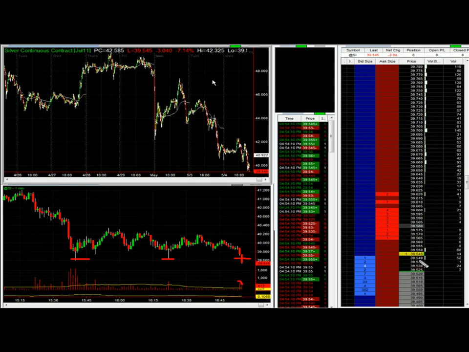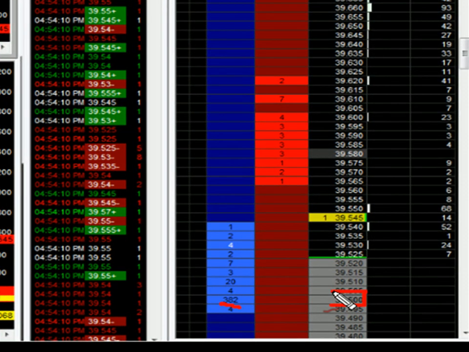Volume's picked up. Now silver's a very thin market. You can see here ones, twos, threes, fours, etc. But you do get a reasonable amount of trade. You can see there hundreds, 50s, so a lot of algorithms dominating that. One thing I wanted to note before we play the tape is look here, 382 contracts at 39.50.